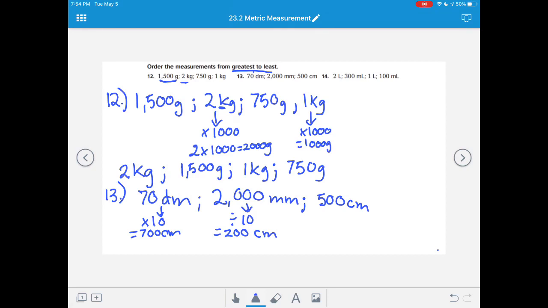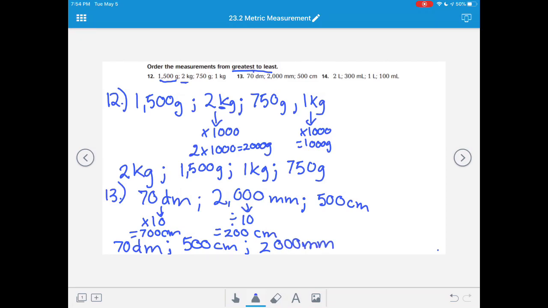So looking at this now that they're all in centimeters, I can definitely tell which is the largest. I see that the largest is the 700 centimeters, which originally was written as 70 decimeters. So I'll write 70 dm. The next largest was 500 centimeters. And the smallest was 200 centimeters, which was originally 2,000 millimeters.